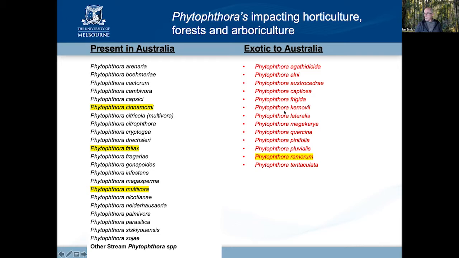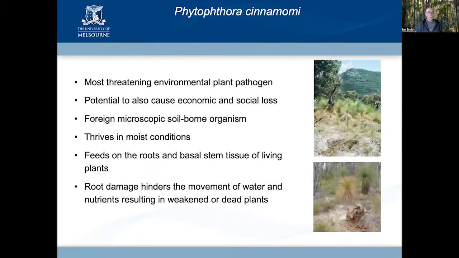And then there are a lot of exotics to Australia that we haven't got here yet. We probably won't have time, but I'd love to talk to you at some stage about Phytophthora ramorum, which is a really critical one if it gets to Australia, and would have a big impact on the ash forest. Phytophthora cinnamomi is considered the most threatening environmental plant pathogen.